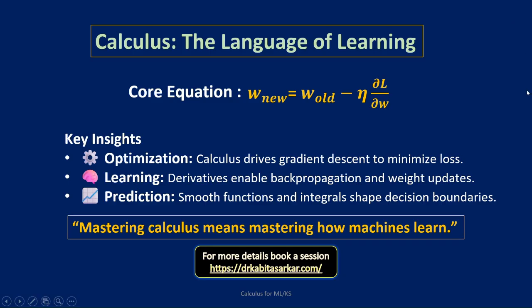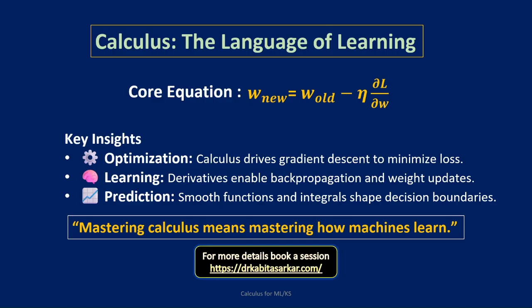Finally, the summary ties it all together. Calculus drives optimization, enables learning, and shapes prediction. It's the invisible engine behind every machine learning breakthrough.